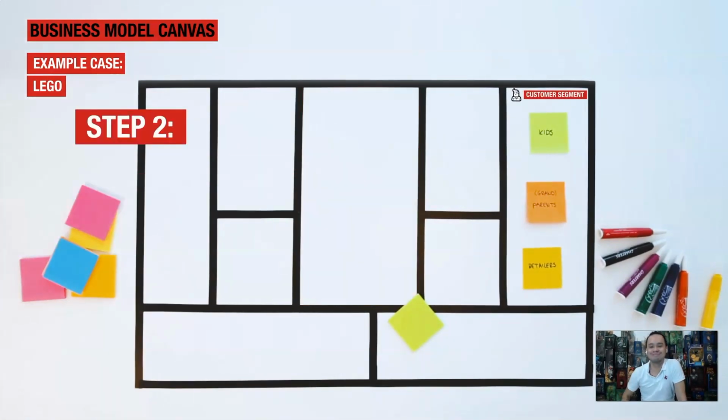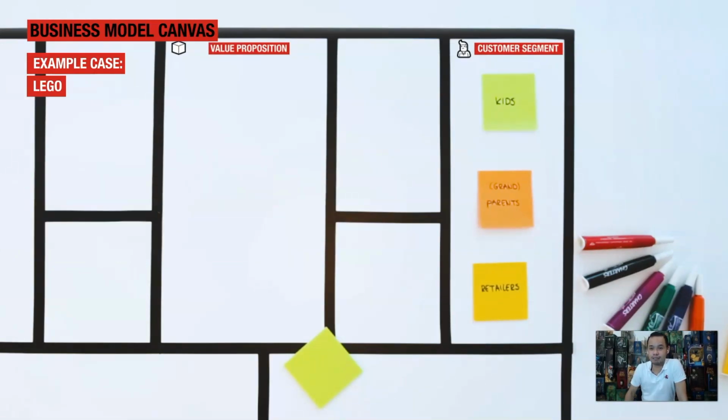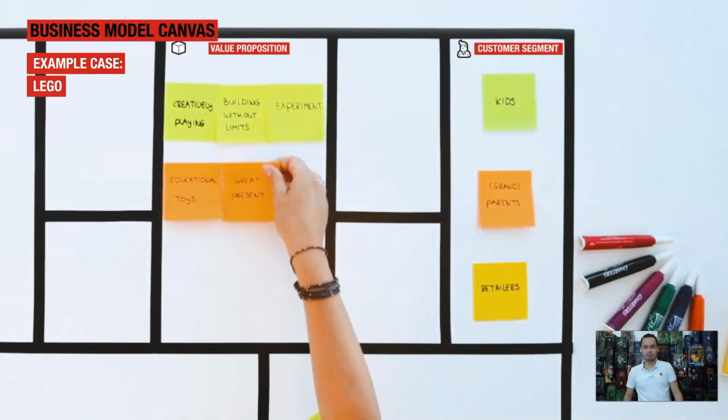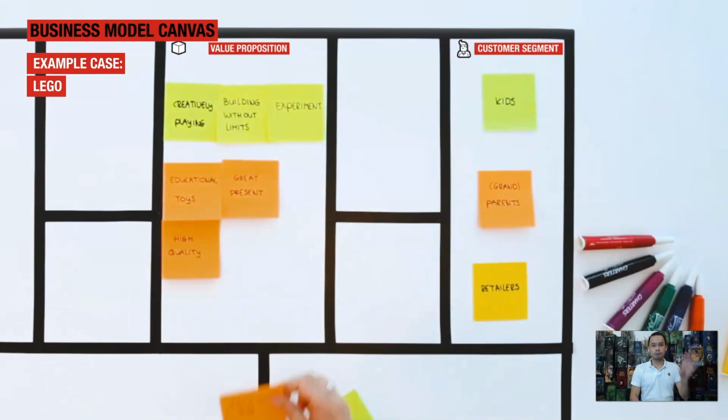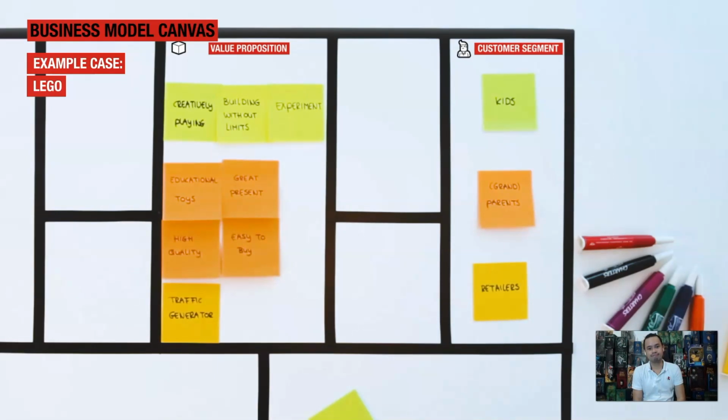Step 2. The next section is about your value propositions. Here you ask yourself, what problem do I solve for my customers? Or what needs do I fill in? Each segment uses a different color so you can see which value proposition belongs to which customer segment. The value proposition for Lego is creative playtime. Other value propositions are for children. Build what you want to build and experiment. For the parents and grandparents, it's high-quality educational toys and easy to obtain. The value proposition for the retailers is that Lego draws people to your shop and that Lego supplies nice store decoration material.